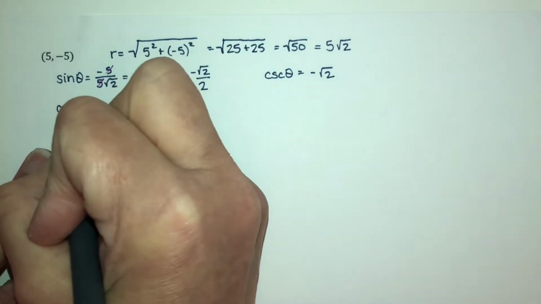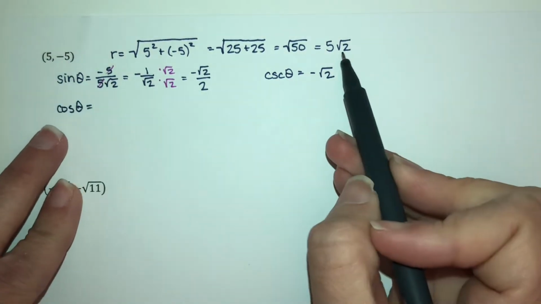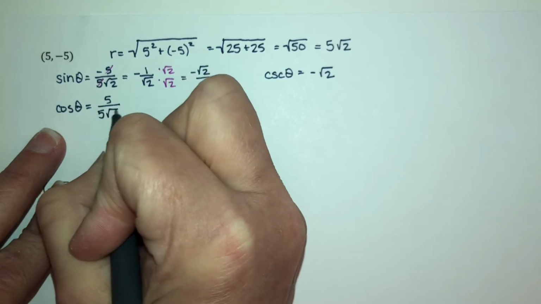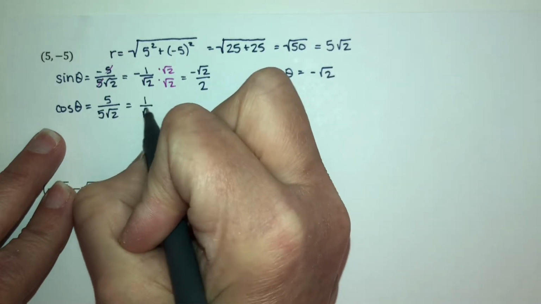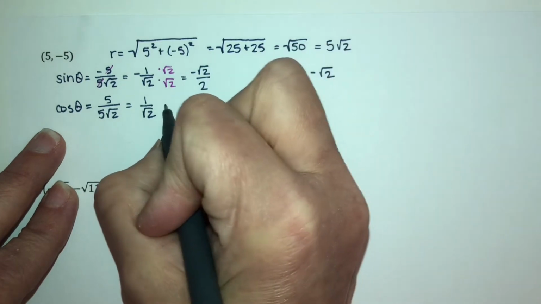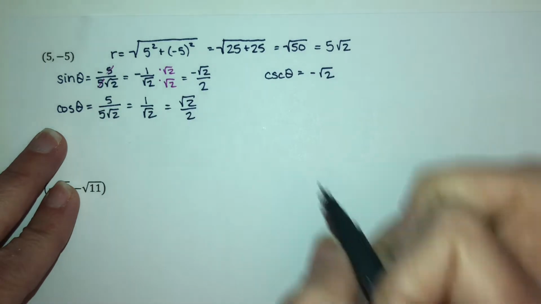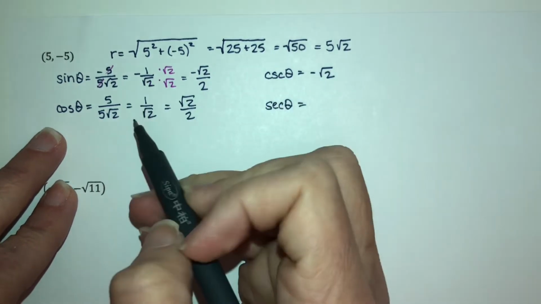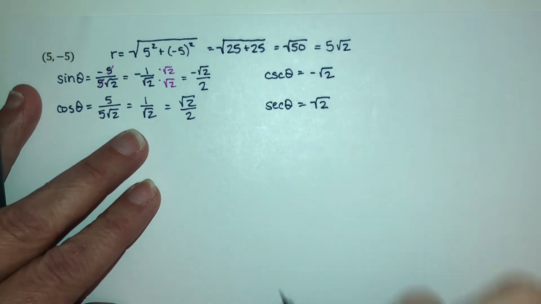Now cosine of theta is x over the radius. So 5 over 5 square root 2. And then if you reduce the 5s, you get 1 over the square root of 2, which is the same as this except for the minus sign. So once you rationalize this, you get the square root of 2 over 2. And therefore, secant of theta is the reciprocal of this, which is the square root of 2.